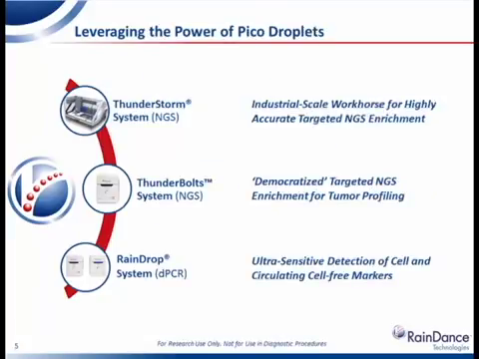A quick overview of RainDance products. We have three main product sections. One is the Thunderstorm system, which is our industrial scale, high throughput, highly automated, highly accurate NGS target enrichment system. We also have the Raindrop system. It's an ultra-sensitive digital PCR platform for both cell-free and tumor profiling. And finally, we have our ThunderBolts NGS system, which is the bulk of the presentation today. It's a somatic tumor profiling NGS enrichment system that we'll be talking about today.